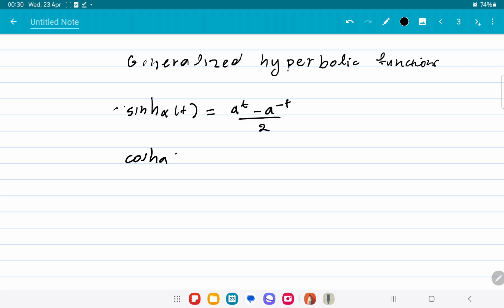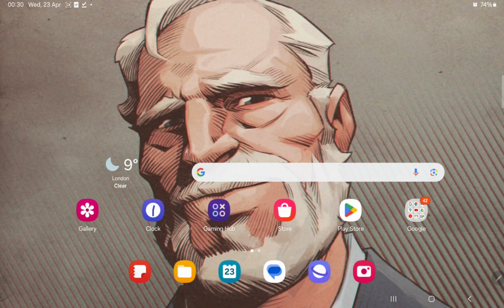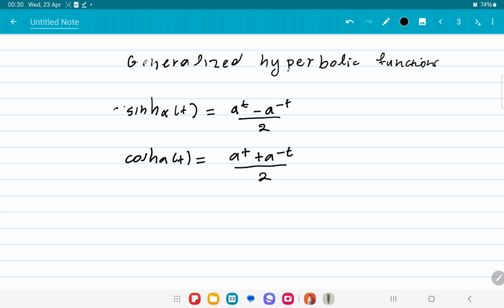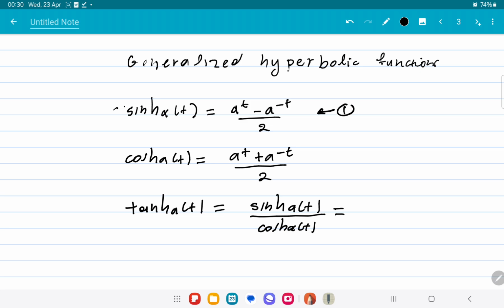Cos hyperbolic of a t is a to the power of t plus a to the power of minus t over 2. Tan hyperbolic of a t is sine hyperbolic of a t over cos hyperbolic of a t. Sine hyperbolic is given by this formula here. So we're going to take the quotient of sine hyperbolic over cos hyperbolic.